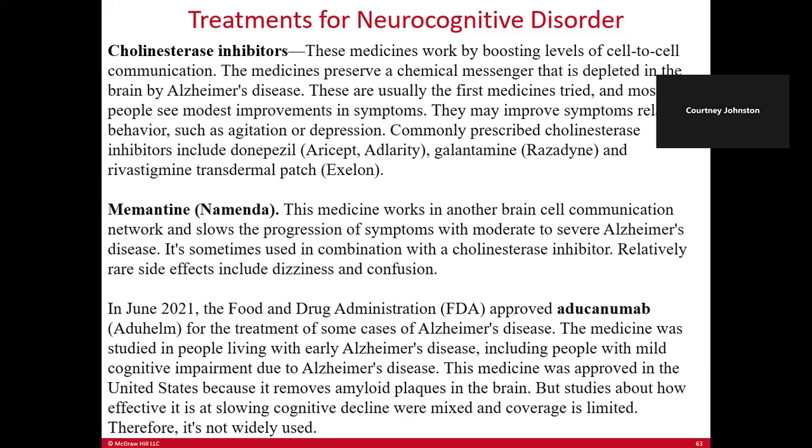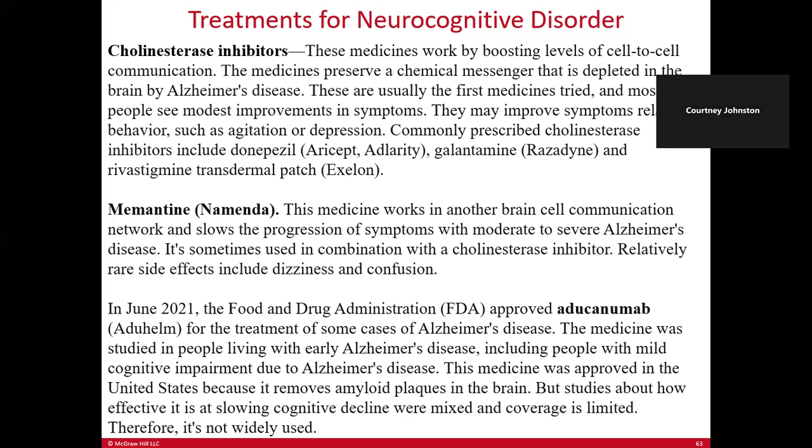Also, in 2021, the FDA approved aducanumab, Aduhelm, for treatment of some Alzheimer's. It was a study in people living with early Alzheimer's disease, including those with mild cognitive impairment. And it was approved in the US because it removes amyloid plaques. So again, those plaques, those chunks that we saw getting in the way of the communication of cells, it removes those. But how effective it is in slowing cognitive decline has been mixed and coverage is limited, so it's not widely used yet.